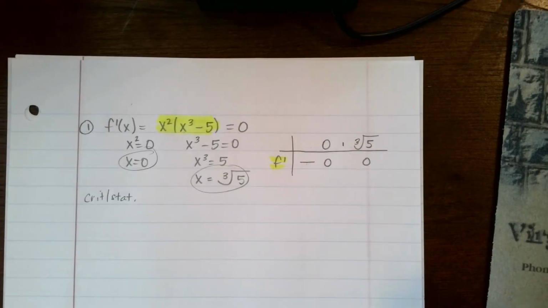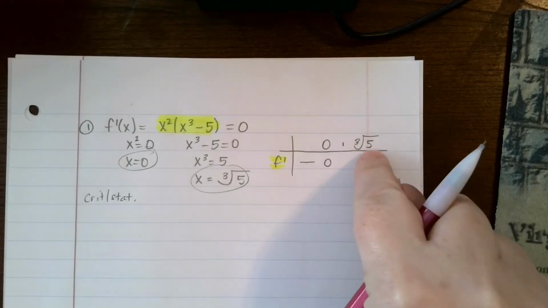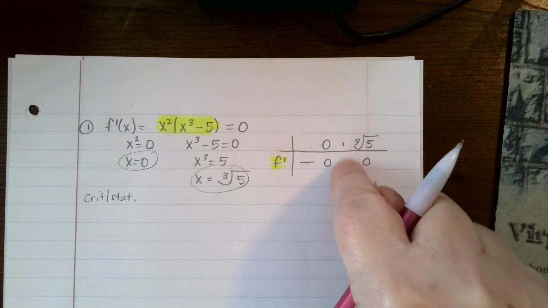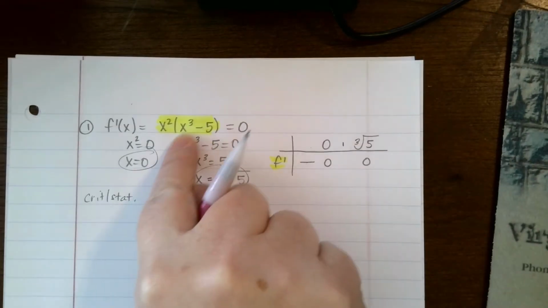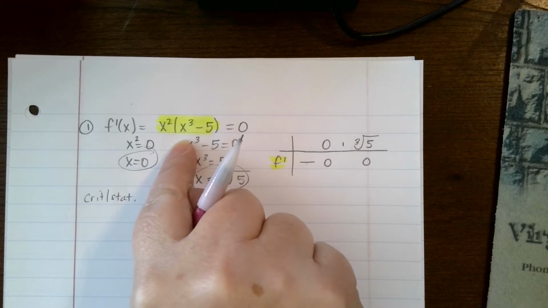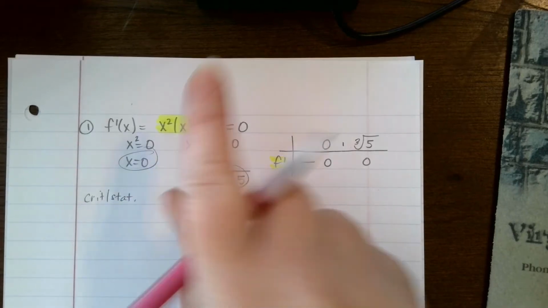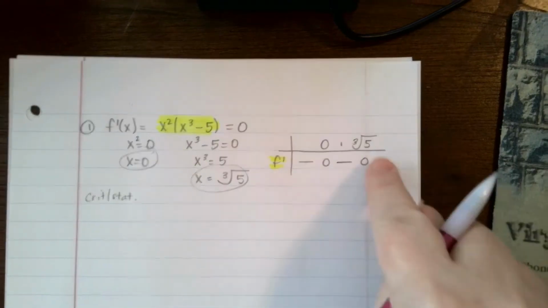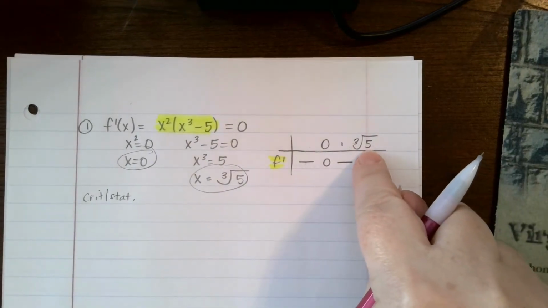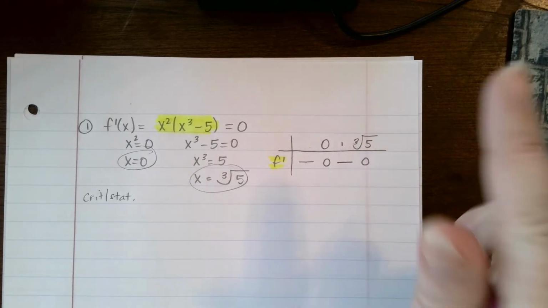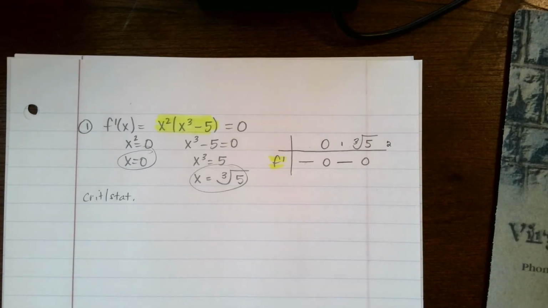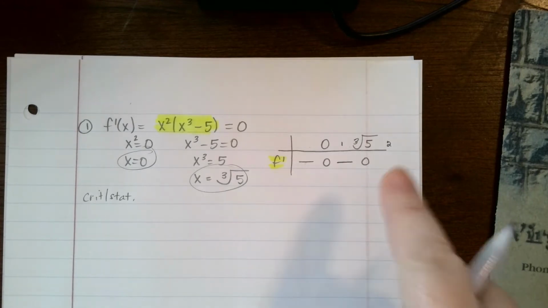So I'm pretty safe to say that if I plug in a 1, that's going to be less than the cube root of 5. So if I plug in a 1, I have a 1 cubed, which is just 1, minus 5. That's also going to be negative. Now, the cube root of 8 is 2. So I know that the cube root of 8, which is 2, is going to be bigger than the cube root of 5. So I could plug in a 2.